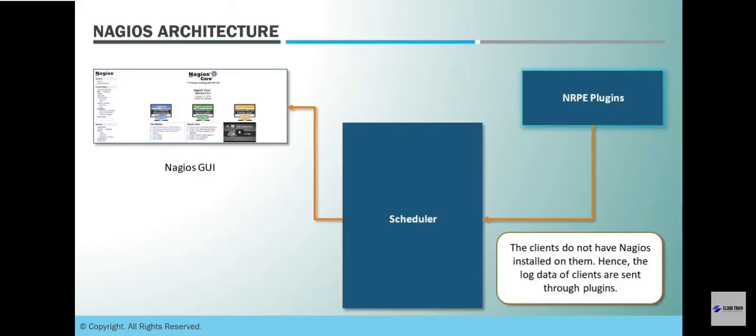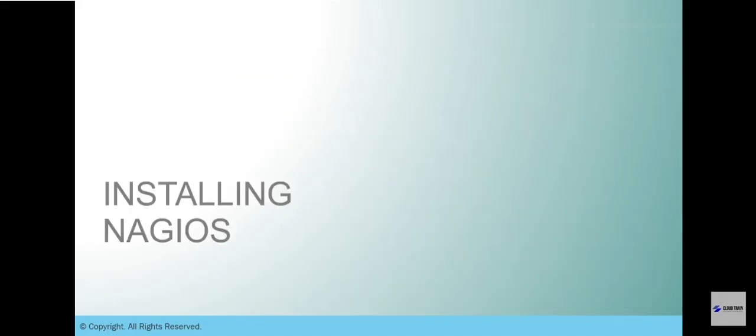Third is Nagios plugins. The clients do not have Nagios installed on them. That means these are the target devices that you want to get monitored, so clients do not need Nagios installed. Hence the log data of clients is sent through plugins. This way your clients are integrated with the plugins, and they can send the logs and the generated events to the Nagios GUI or Nagios server with the help of these integrated plugins. So this is a typical architecture of a Nagios implementation. In the next session, we cover installing Nagios in detail.